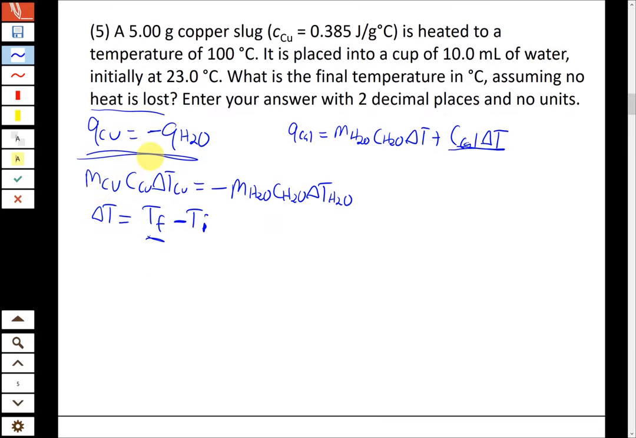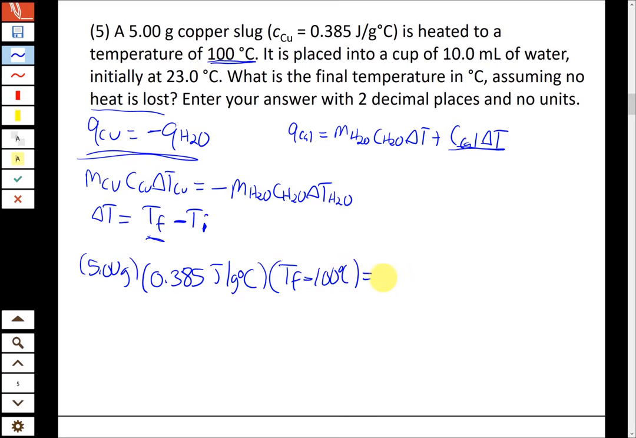So for copper, we have 5 grams as our mass. The heat capacity of copper is given to us as 0.385 joules per gram degree Celsius. And then the delta T we're going to write as final minus initial. So final temperature is going to be our unknown. And the initial temperature for copper is 100 degrees Celsius. That's what it originally was at before we mixed them together.